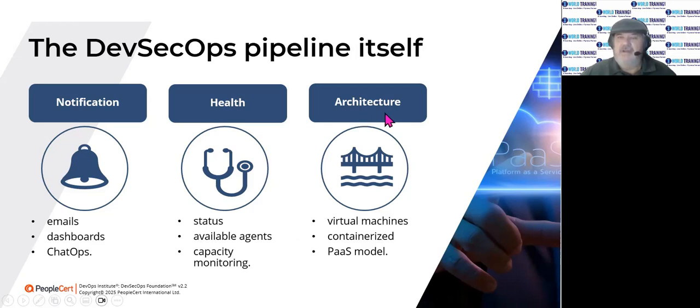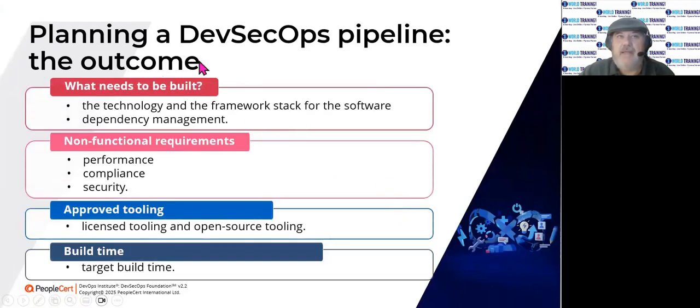And the architecture itself, architecting at the level of the machines, physical machines, containerized applications. If you're using a platform as a service model in the cloud, you have to decide what architecture you're going to deal with the different layers in your tech stacks for the pipeline itself. So let's talk about planning a DevSecOps pipeline.